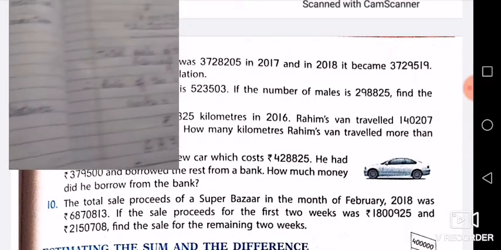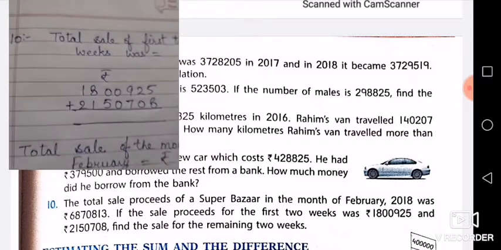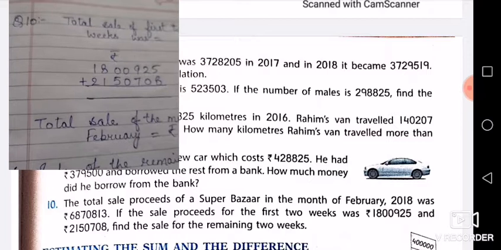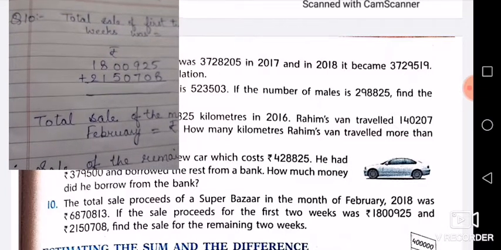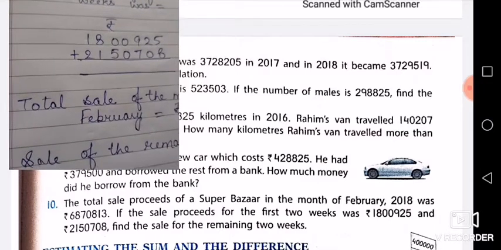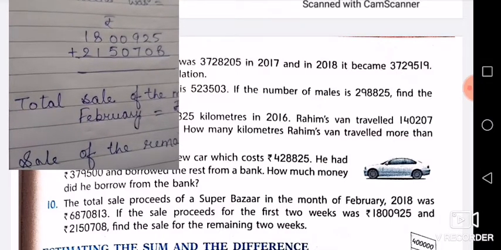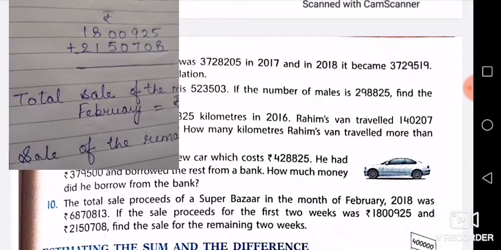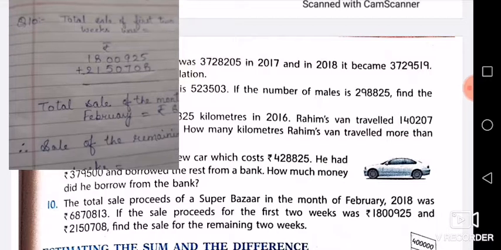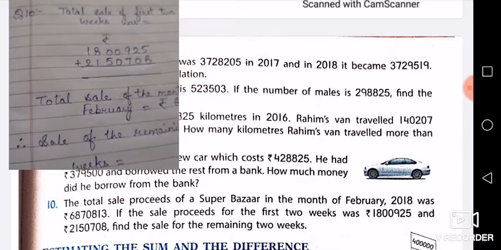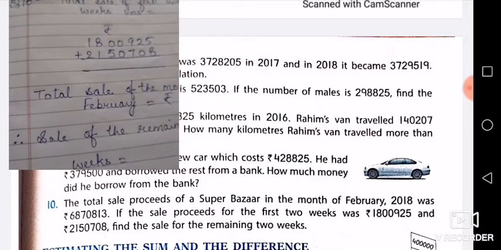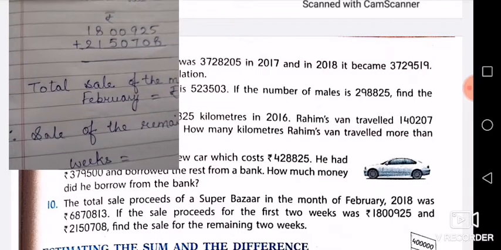Now question number 10 is a little bit typical one. So I am explaining this question here. First I'll read out the question. The total sale proceeds of a super bazaar in the month of February 2018 was 68,70,813. If the sale proceed for the first 2 weeks was 18,925 and 21,50,708, find the sale for the remaining 2 weeks.